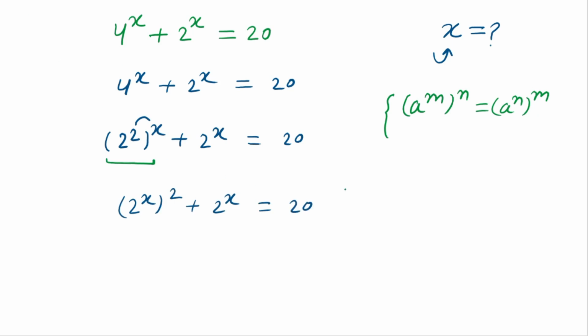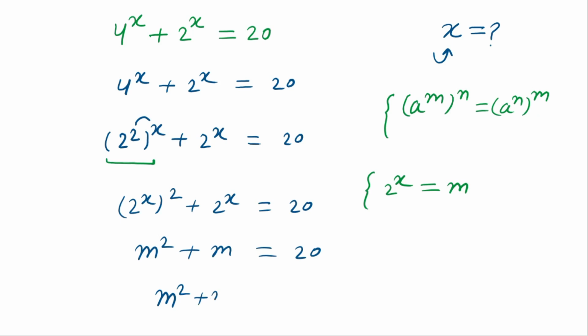Now here we will apply substitution. If we substitute 2^x = m, then the left hand side is m^2 + m = 20. Now if we take all the expressions to the same side, then m^2 + m - 20 = 0. We have a quadratic equation m^2 + m - 20 = 0.